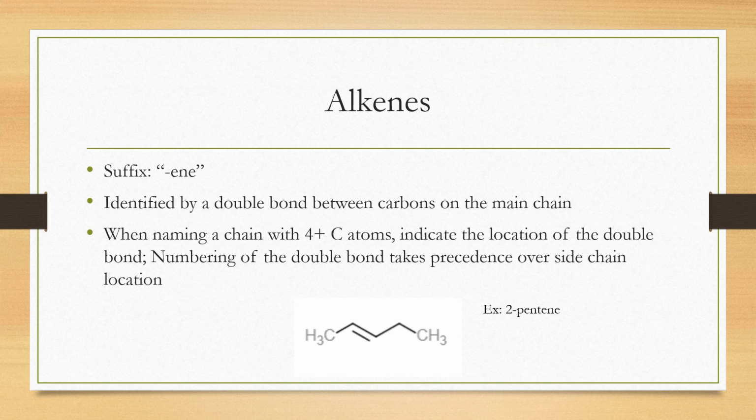Alkenes have a double bond between carbons located somewhere on the main chain of the molecule. For smaller chains where the location of the double bond can only be in one location, like propene or butene, you do not need to indicate the location of the double bond. Your numbering of the main chain should reorient itself to make the double bond the lowest number location if possible.